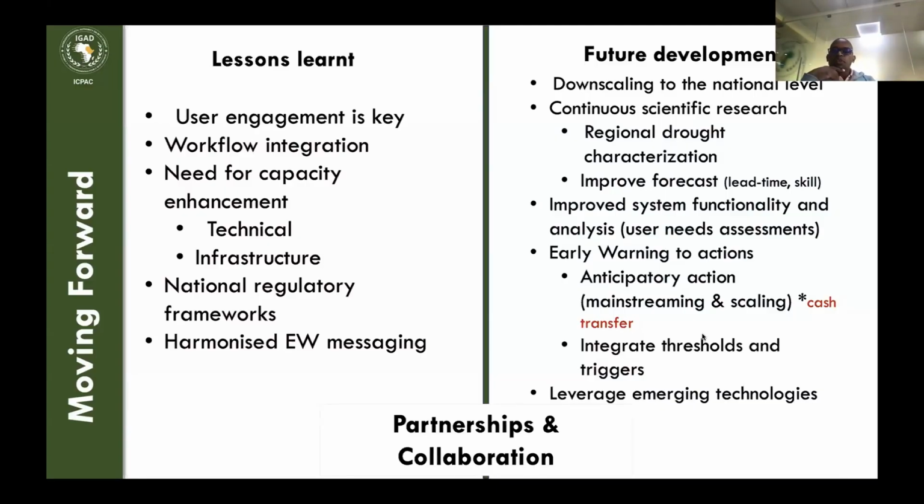Also, we are looking into improving the system functionalities based on user needs and requests. We are also looking into, on this version 3.0 that we are working on, integrating the anticipatory action that will involve early warnings and early actions. Also add directions and triggers for these anticipatory actions, and leverage more on emerging and modern technologies. And all this will be possible through partnerships and collaboration.